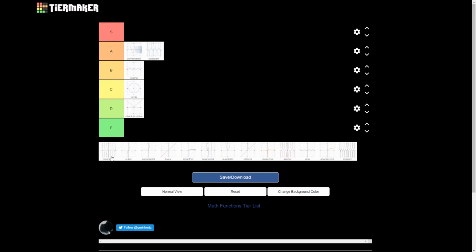Then we got cotangent. Cotangent is also cool. It's like bacon. Bacon's awesome. I think I might like this more than I like cosecant, to be honest, but not as cool as combination still.